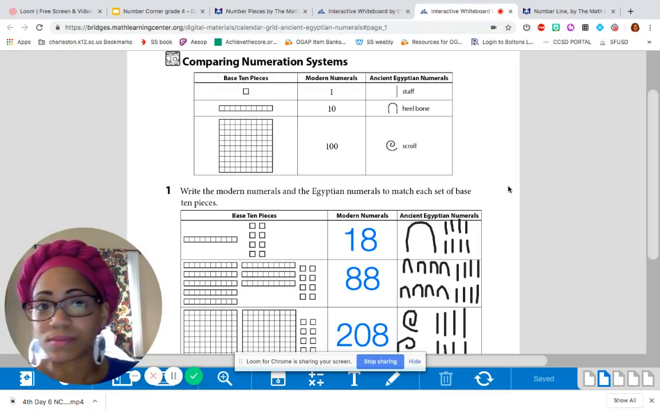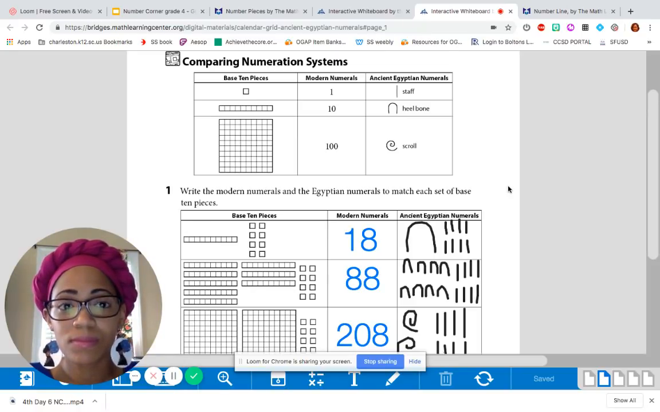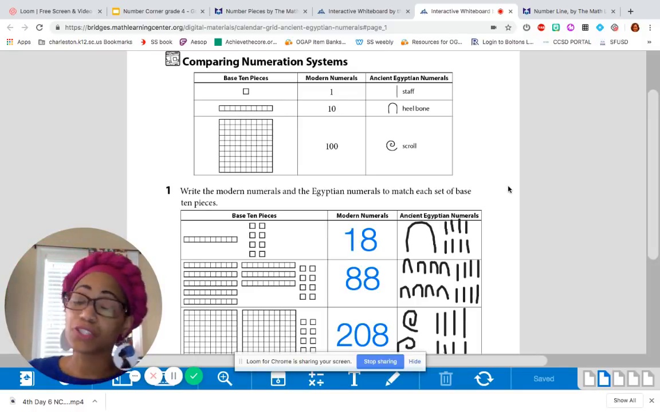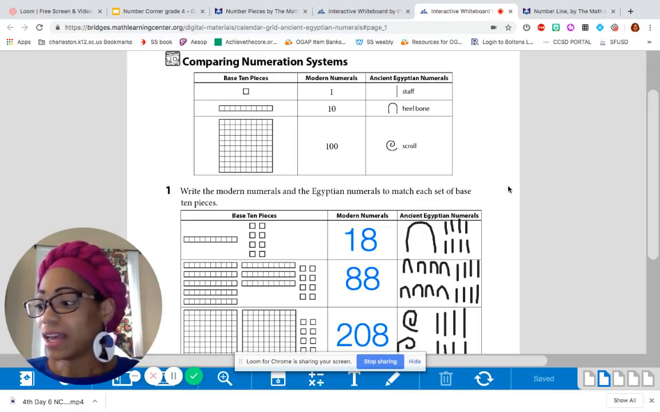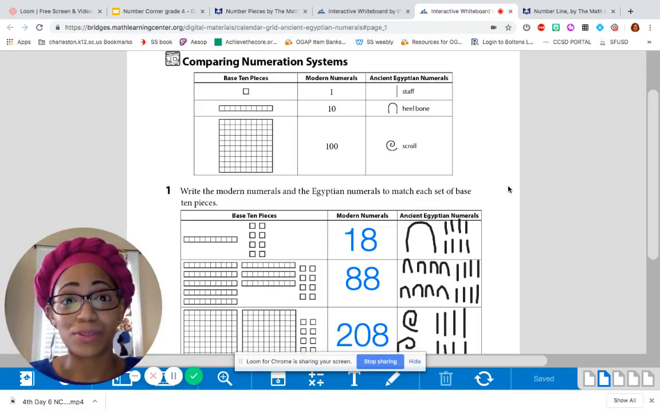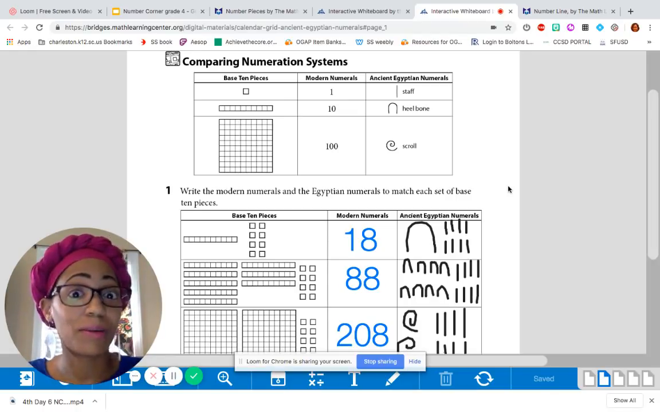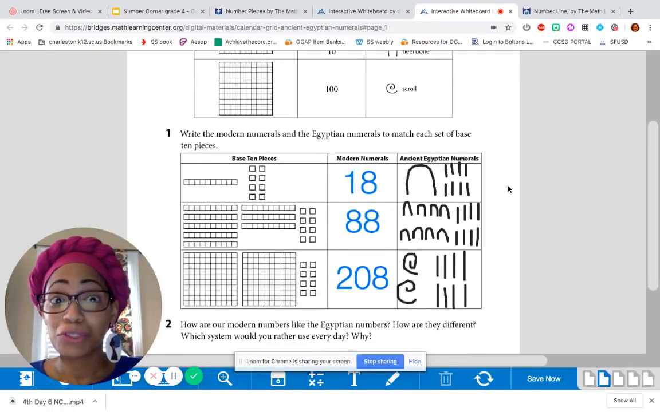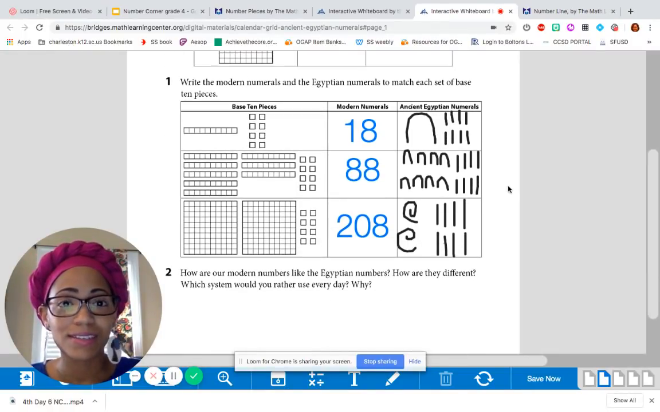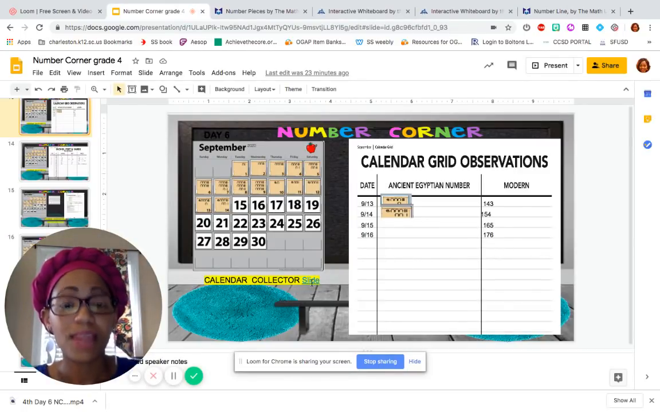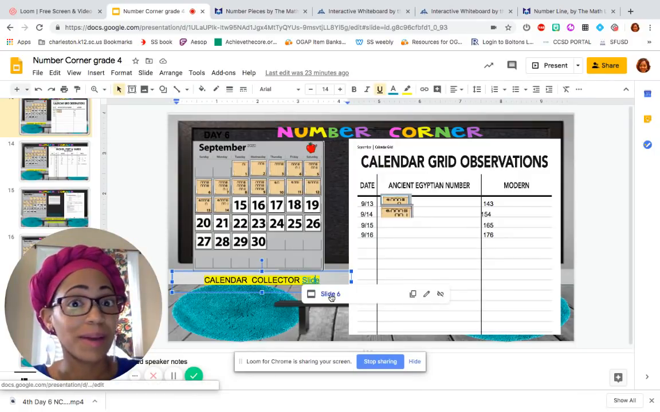What else? Right, we actually have numbers for 2, 3, 4, and so on. And for the ancient Egyptian numbers, you just have to keep repeating those ones and those tens for the amount of times you need for whatever number you're trying to represent. So then, would you want to use ancient Egyptian numbers? No, probably not. Okay, let's quickly update our calendar collector. And then we're going to talk about multiples again.